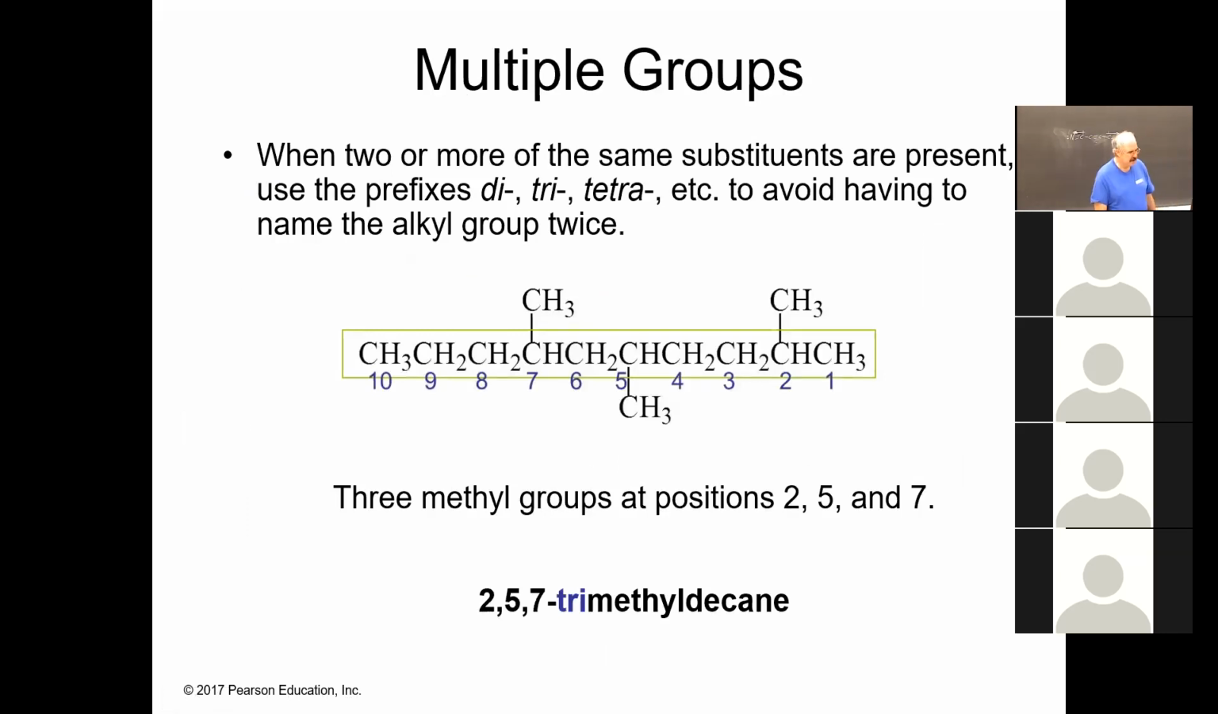Okay, if the same substituent occurs more than once, we use a multiplier prefix. So here we have 3 methyls, so we would name this as 2,5,7-trimethyldecane. Every substituent gets a number, even the same substituent on the same carbon.